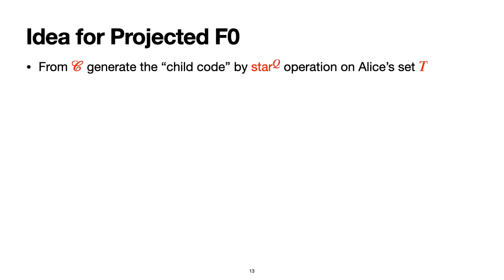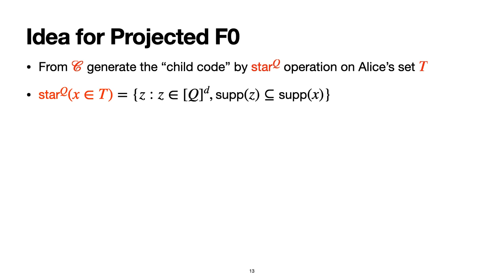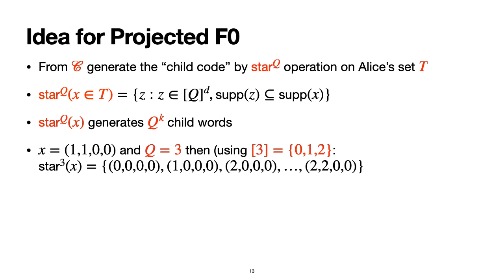So here's the idea for F0. From C, Alice will be given a set T of code words. She will apply star q to all of the words that she holds in T. Recall, this is the definition of star q, and you can see that for any code word x, star q of x generates q to the k child words. So here's an example: x equals 1100, q equals 3, and these are the type of child words that we would see in the table.